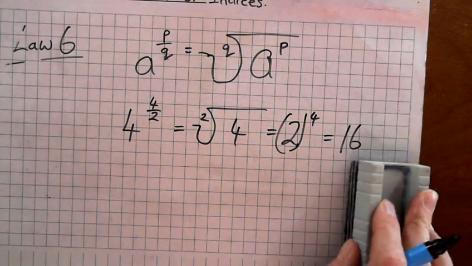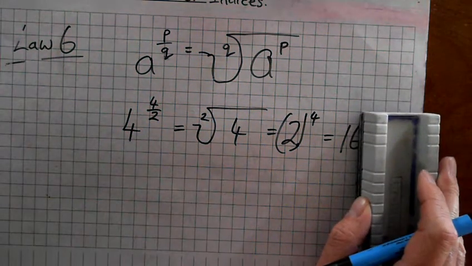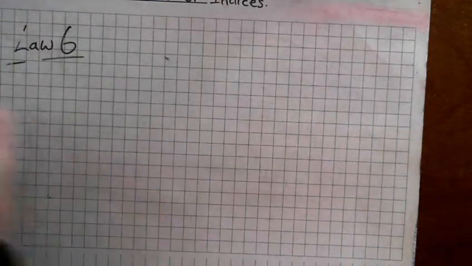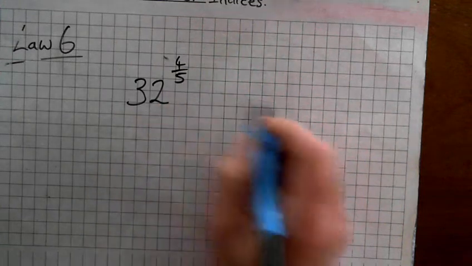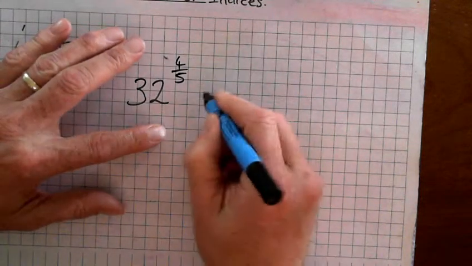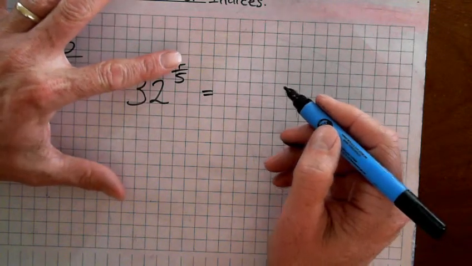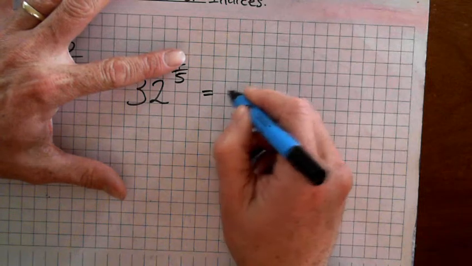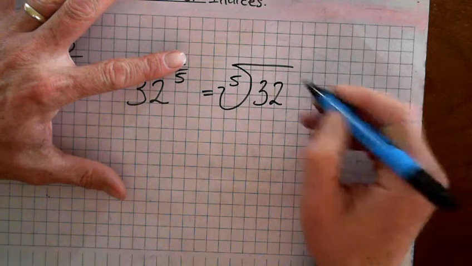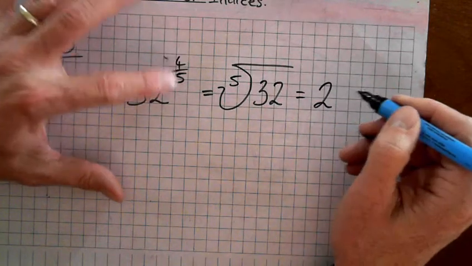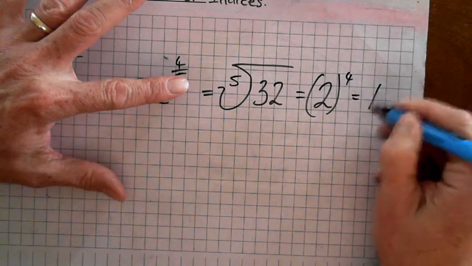Okay, law number 6. We'll take another example. 32 to the power of 4 over 5. Okay, so first of all, pretend the 4 is a 1. So pretend that's 1/5. What's the 5th root of 32? If you key it onto your calculator, you'll find that it's 2. Now to the power of 4. 2 to the power of 4 is 16.